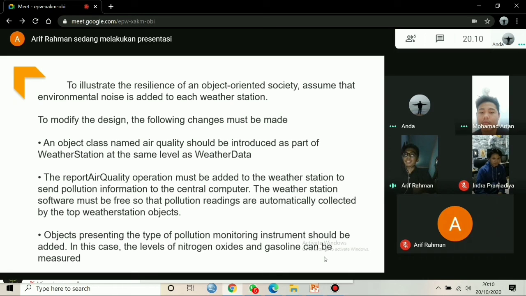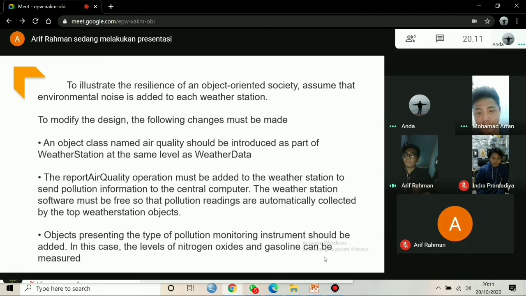To illustrate the resilience of an object-oriented design, assume that an environment noise sensor is added to each weather station. To modify the design, the following changes must be made. An object class named air quality should be introduced as a part of the weather station at the same level as weather data. The report air quality operation must be added to the weather station to send pollution information to the central computer.